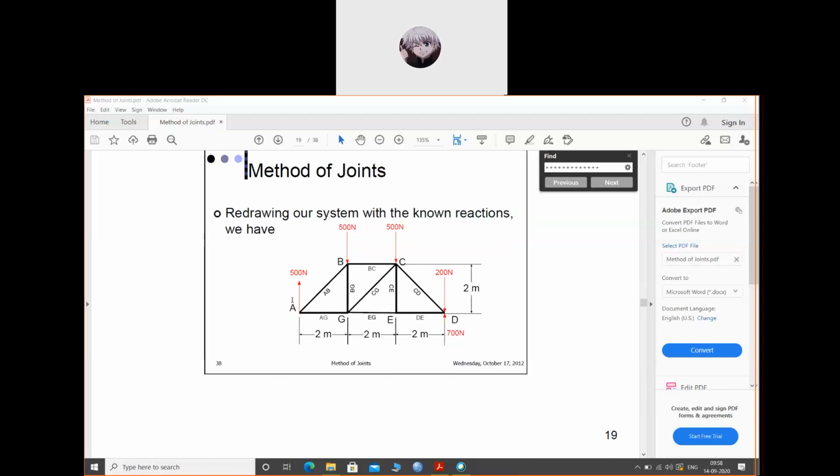Now I am at slide 38. I have redrawn our system with the known reactions we have. The 500, 500 and 200 were given to us. Now we have found Ax, Ay and Dy. Ax is 0, so we have left it out, and Ay is 500. I have shown Ay as 500 with a red line at point A, and Dy as 700 with a red line at point D. Is this figure at 38 clear? Yes, ma'am. Okay.